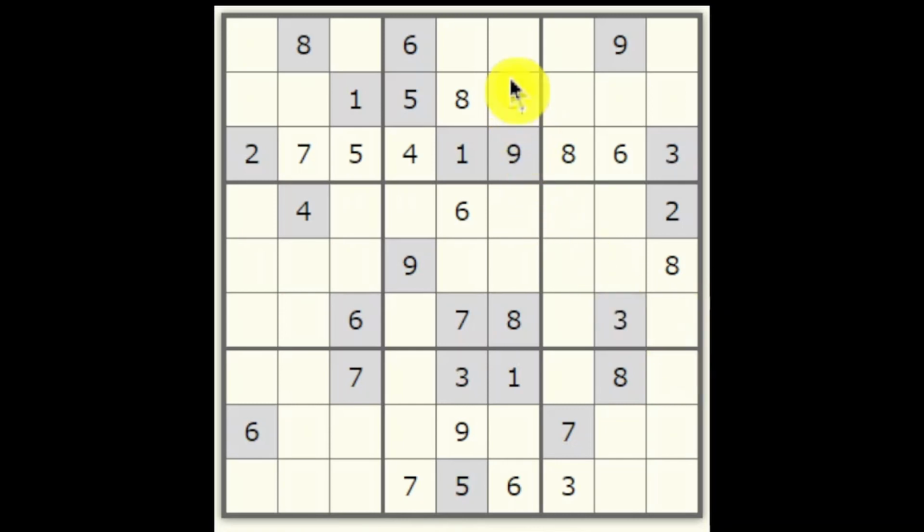And this 3 now, and the 3 here, they now occupy columns 5 and 6. Where can we place a 3 now in column 4? It can't go in these two cells because of this 3, and it can't go in this cell because of this 3, so it needs to go here.